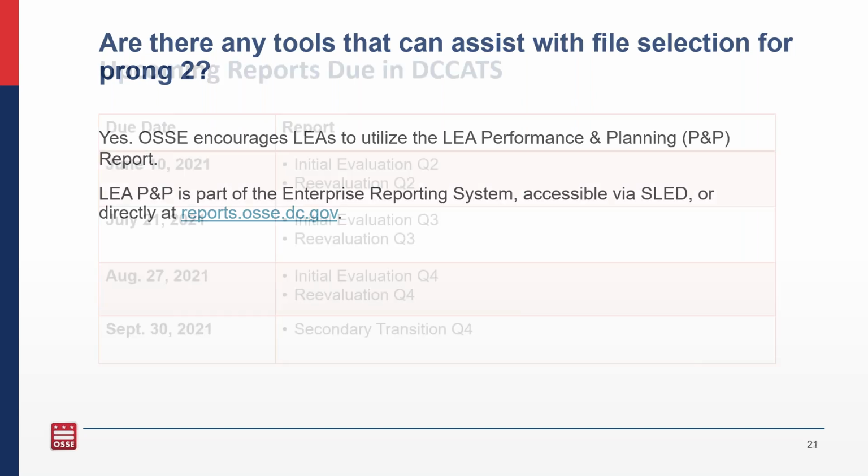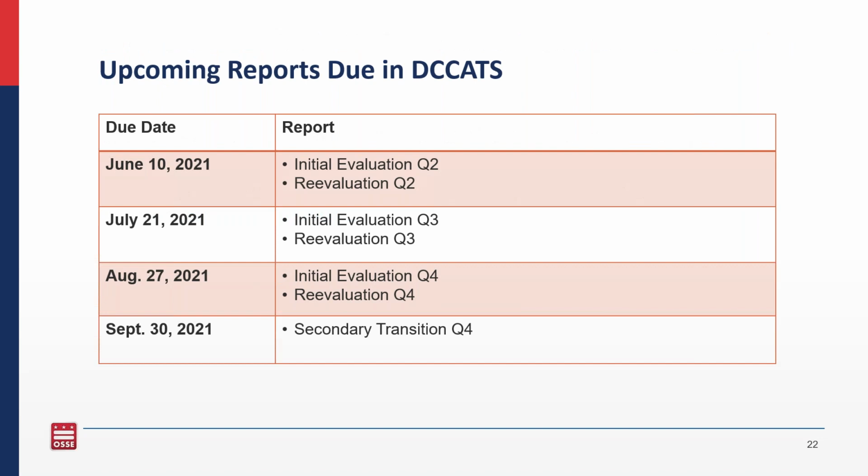Next slide. This slide just gives you an outline of the reports that are coming due in DC CATS. So these are the reports where we are coming up on the 365-day timeline. The next report that is coming up is due June 10th, and that is initial evaluation quarter 2 and reevaluation quarter 2. So you will be hearing from your IDEA monitor shortly with an overview of any reports that you still have open. So please keep a lookout for an email from your IDEA monitor, please.